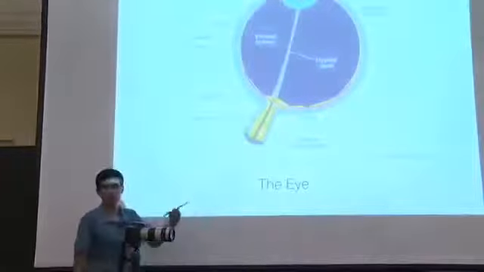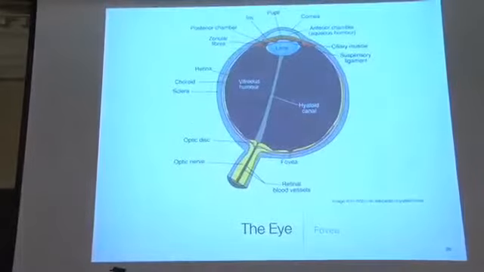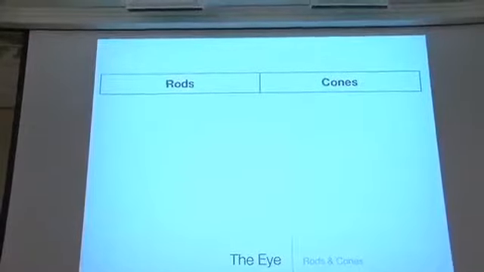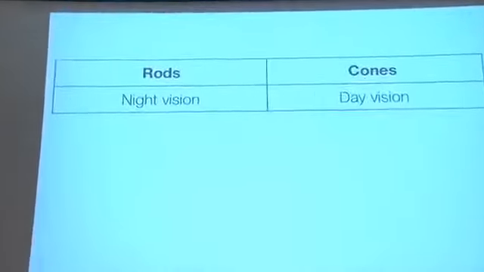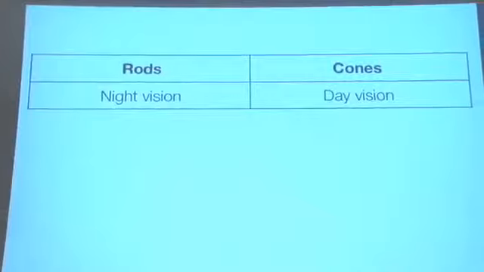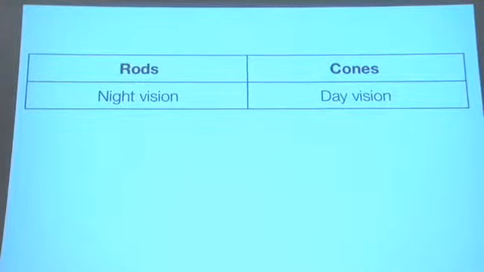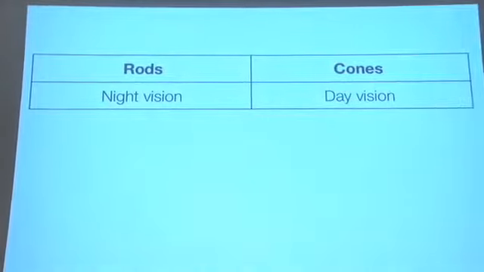So outside of the fovea, we have a lot of the rod cells. In fact, I have here a chart that shows us the difference between rods and cones and how this actually impacts our vision. Rods, for example, are primarily responsible for our night vision, whereas cones are responsible for our day vision.